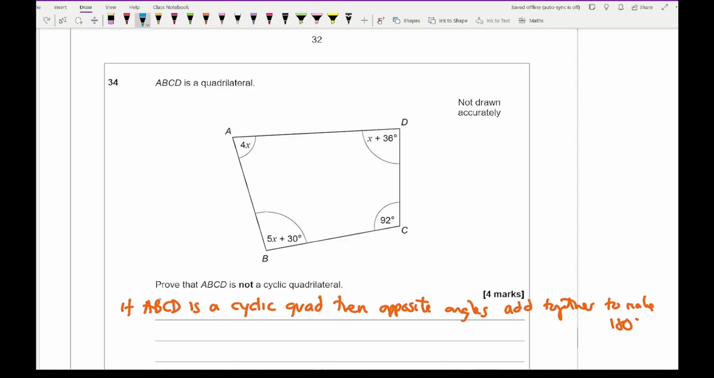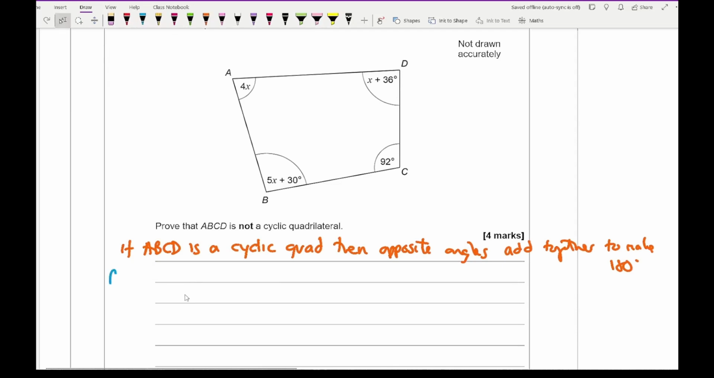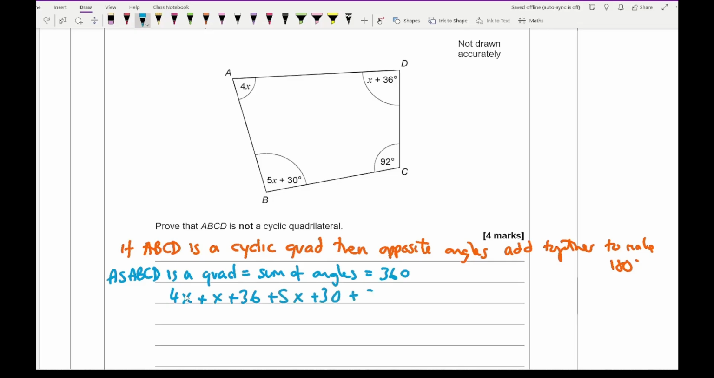Now, one fact we know is that because it's a quadrilateral, all the angles add up to 360. So as ABCD is a quadrilateral, sum of angles equals 360. So if I add up all those angles, I get 4x plus x plus 36 plus 5x plus 30 plus 92 must add up to 360. Now, going on from this, we can then go on to solve this. So here I end up with 10x plus 158 equals 360. So then doing a bit of rearranging, 10x equals 202, so x equals 20.2.